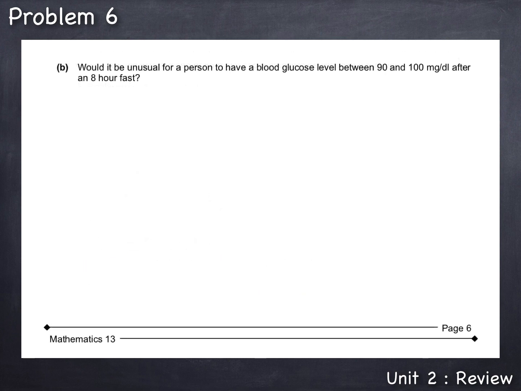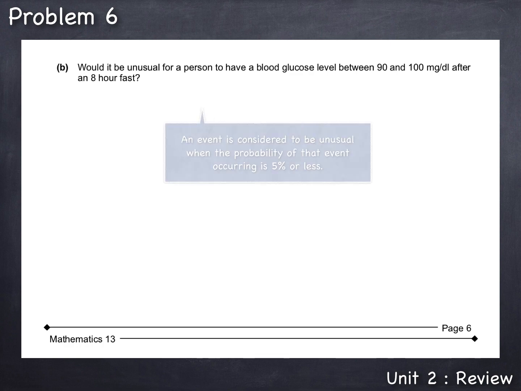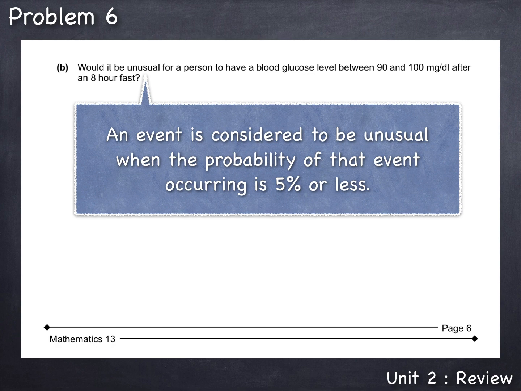Now for part B. Would it be unusual for a person to have a blood glucose level between 90 and 100 milligrams per deciliter after an 8-hour fast? Well, statistically speaking, an event is considered to be unusual when the probability of that event occurring is 5% or less. So to answer this question, is it unusual, we need to calculate the probability of a person having a blood glucose level between 90 and 100 milligrams per deciliter.